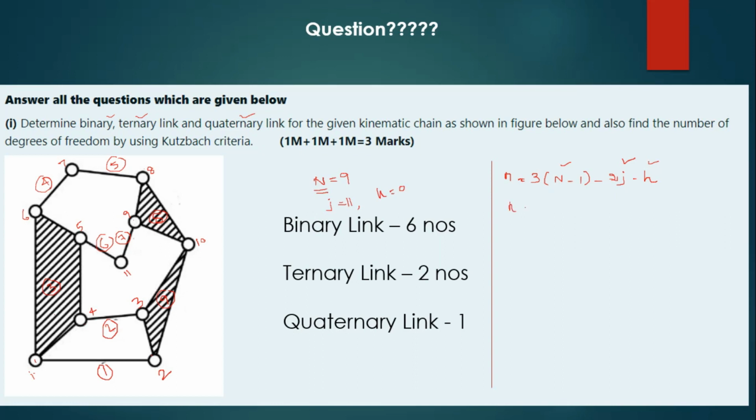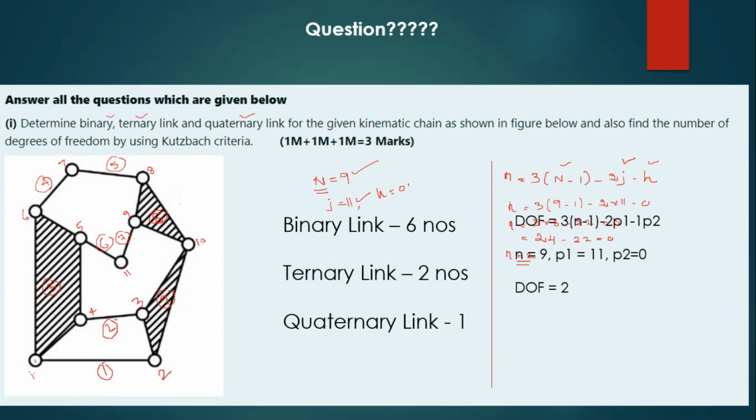Substitute these values here. So n is equal to 3 into (9 minus 1) minus 2 into 11 minus 0. So what is the value? n is equal to 3 into 8 minus 22, right? So 24, 3 8s are 24, minus 22, which is equal to 2. So n is equal to 2, right? Let us check. N is equal to 9, j is equal to 11 and h is equal to 0. So what is the total degree of freedom for this given figure? 2, right? This is how we are going to solve each and every problem.